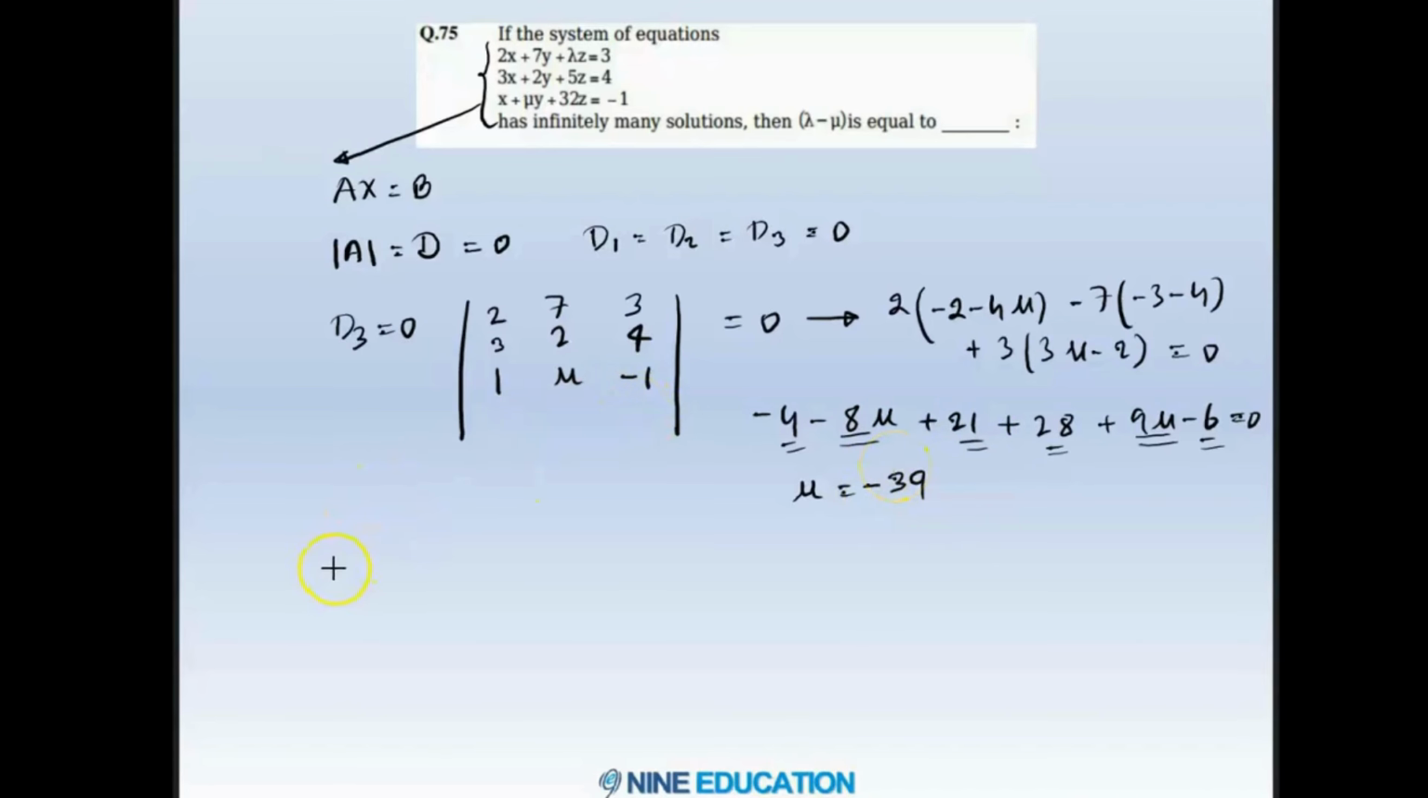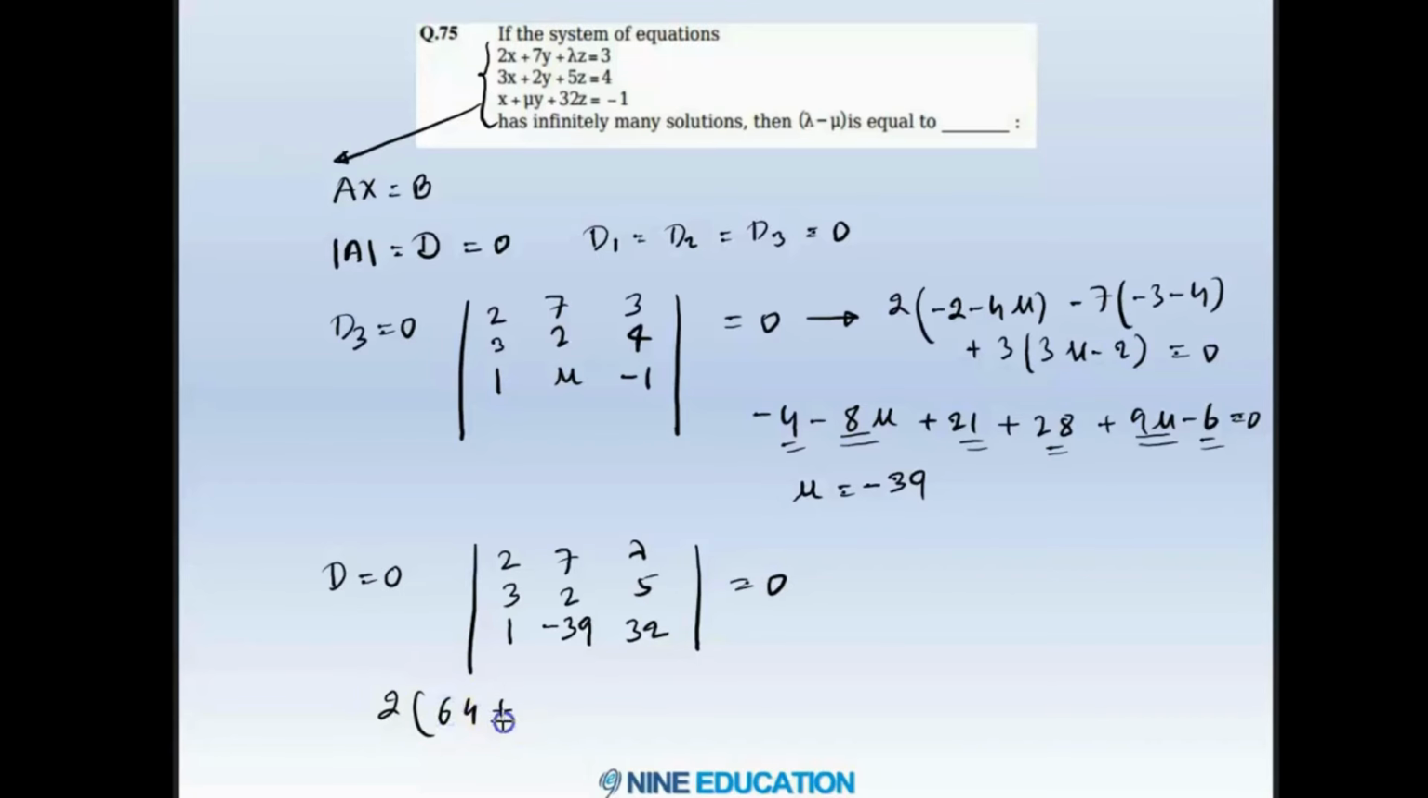Now once we know the mu value, we can actually put determinant D also equal to 0 by writing 3, 2, 3, 1, then 7, 2 mu. Mu is basically now minus 39, and then lambda 5, 3, 2. So only unknown is lambda here. So we can start writing 2 times of 64 minus minus plus, and this will be 195. Okay, then we have minus 7 times 96 minus 5, and then finally plus lambda we'll be having minus of 39 into 3 is 117, and then minus 2, that is equal to 0.